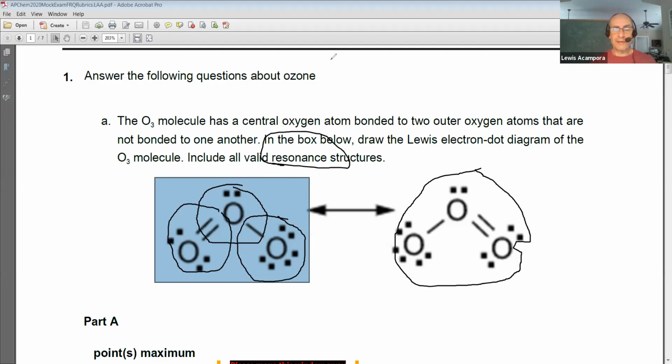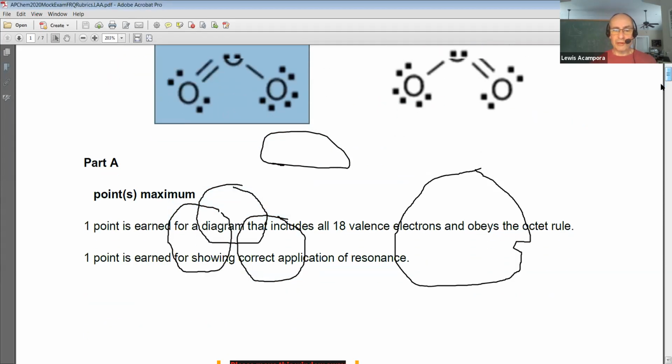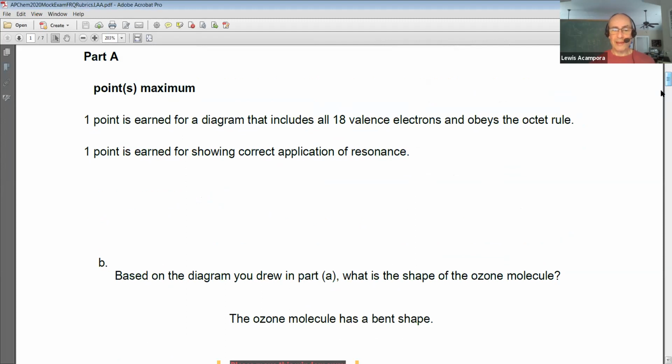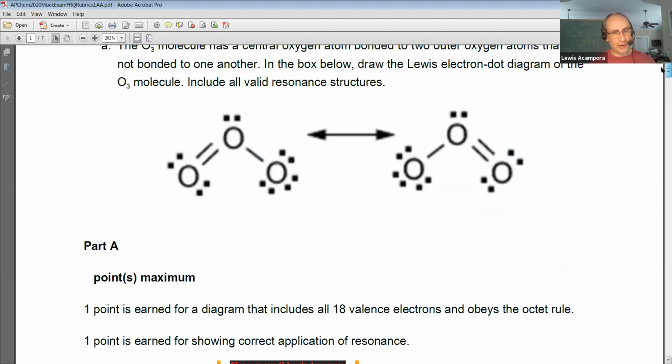So in terms of the scoring standards, the student would earn 1 point for a diagram that includes all 18 valence electrons and obeys the octet rule. And then a second point would be earned for showing the correct application of resonance. And we'll look at some samples in just a minute. Before we do that, the second part of this question asks students to identify the shape of the ozone molecule based on the diagram that they drew in part A. So if a student had an incorrect diagram in part A, they could still get credit for part B, the shape of the molecule, if the shape was consistent with what they had shown earlier.